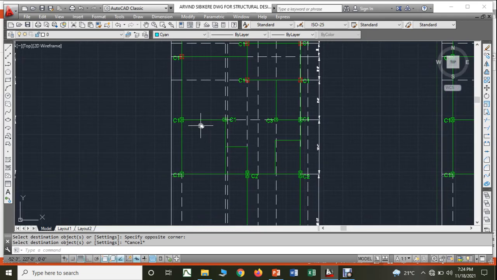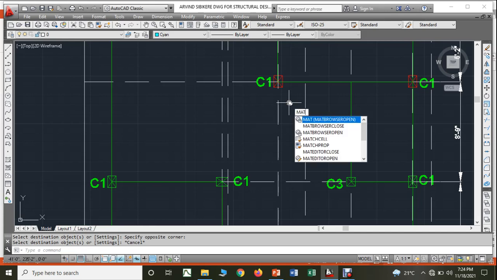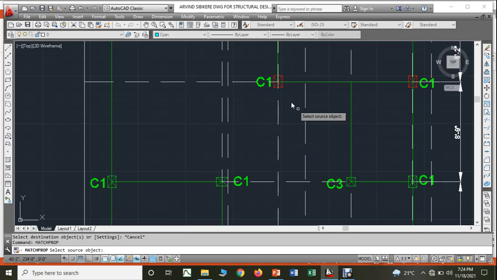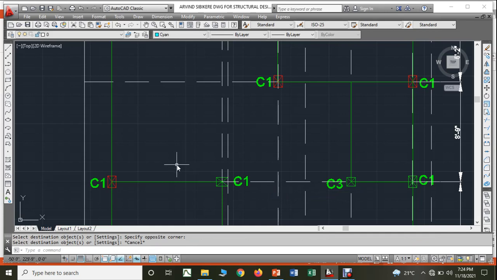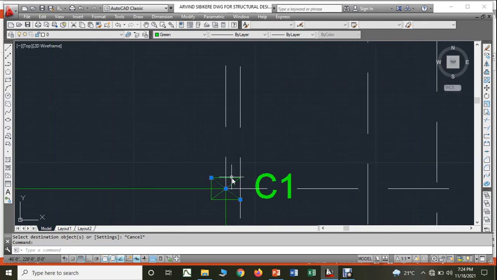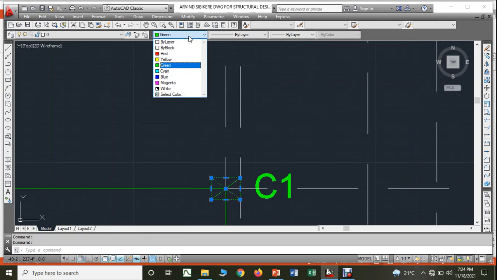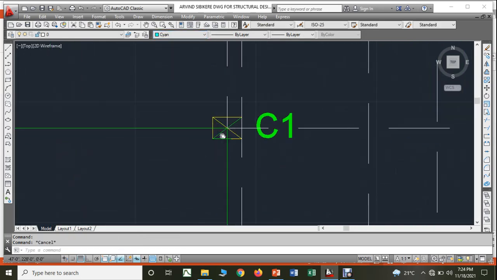So therefore let us make this a heavy column only. Okay, this as a heavy column, this as a heavy column, whereas these three columns I can make as medium columns. Okay, these three columns I can make as medium columns, right? Therefore I'll just select this and I'll make them yellow. Okay, I'll make them yellow.